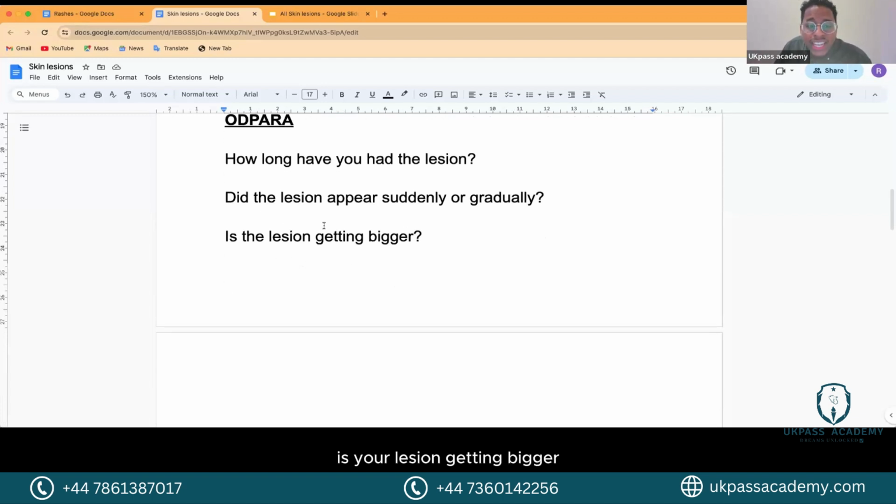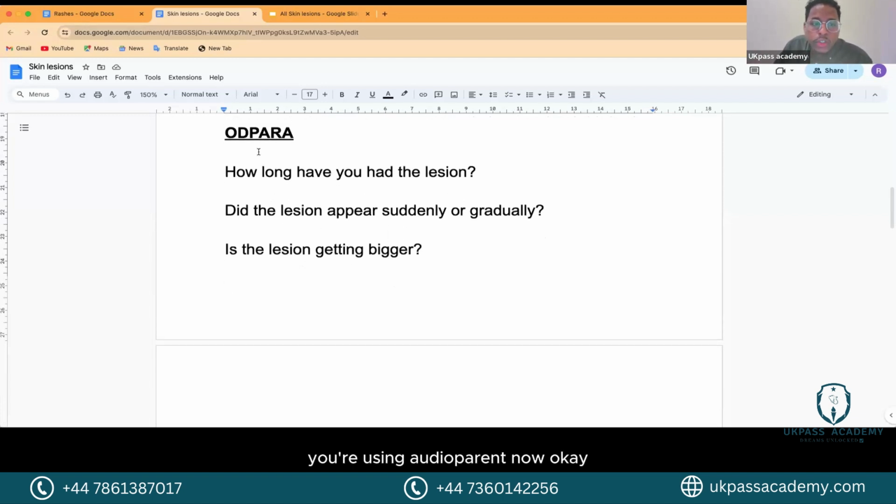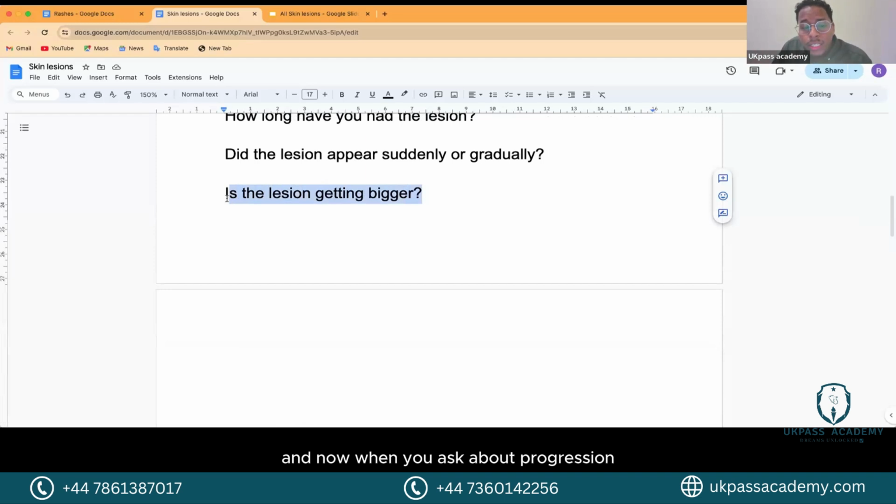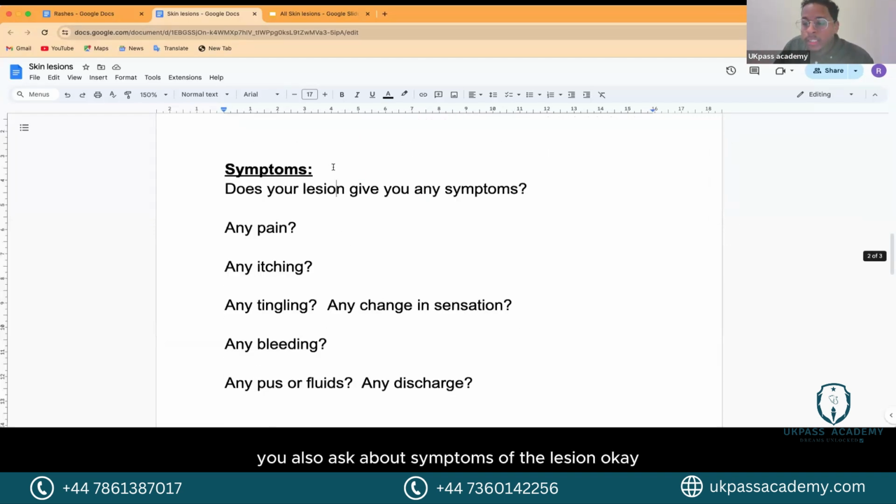Okay, is your lesion getting bigger? Progression. You're using Odipara now. Okay, duration, onset, progression if it's getting bigger. And now, when you ask about progression, you also ask about symptoms of the lesion.